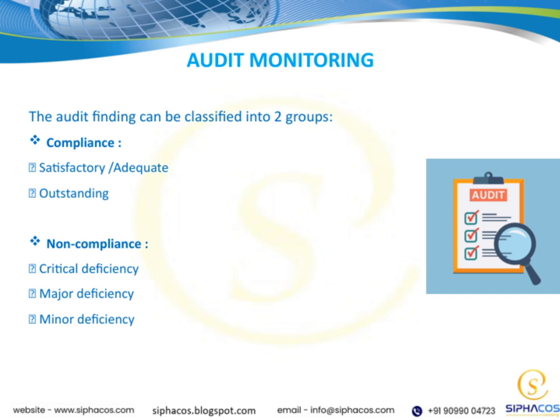Understanding these classifications helps us focus our monitoring efforts effectively. By regularly reviewing these findings, we can ensure continuous improvement and maintain the integrity of our processes. This classification system is a key part of our overall audit monitoring strategy, ensuring we identify both strengths to build on and areas that require corrective action.